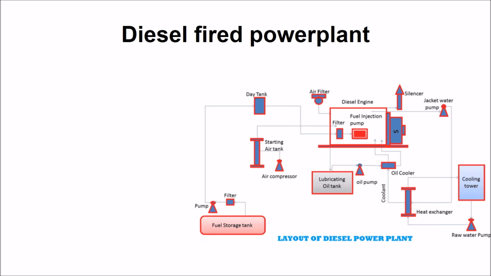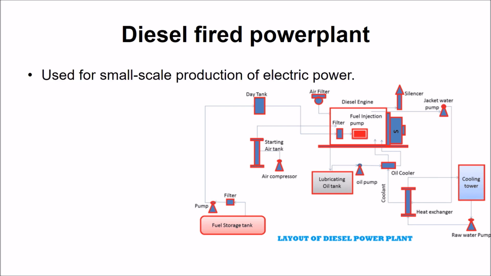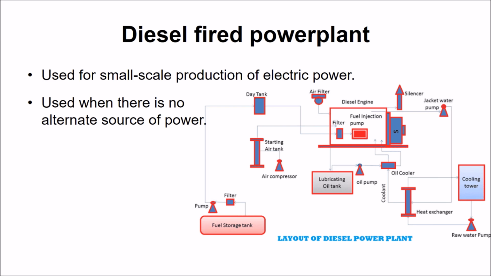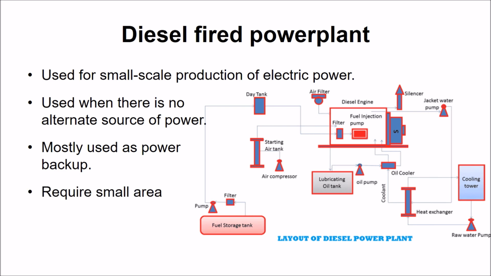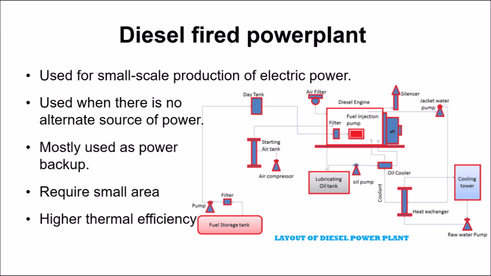Diesel-fired power plants are used for small-scale production of electric power. They are installed in places where there is no easy availability of alternative power houses and are mainly used as a backup for uninterrupted power supply whenever there are outages. Diesel plants require only a small area to be installed and offer higher thermal efficiency compared to coal-fired power plants. Due to the high maintenance costs and diesel prices, the power plants have not gained popularity at the same rate as other types of power generation plants such as steam and hydro.